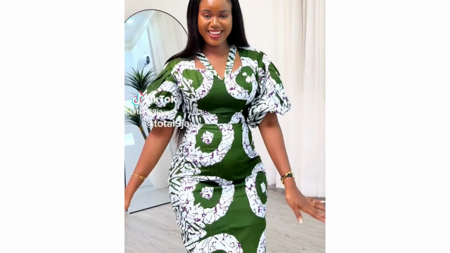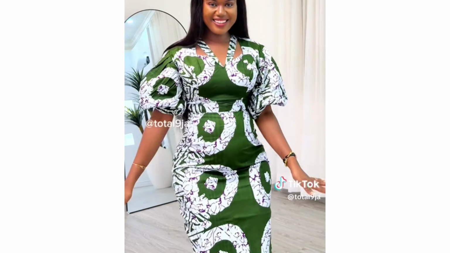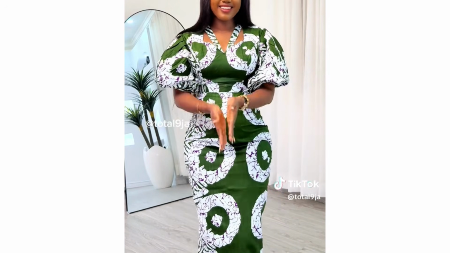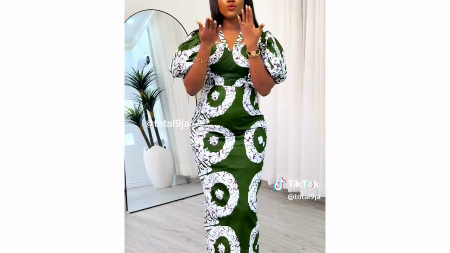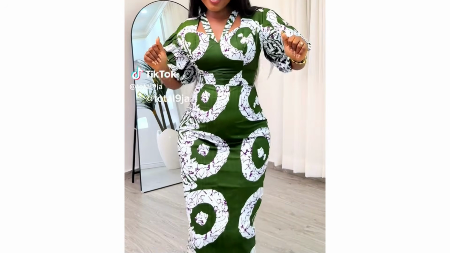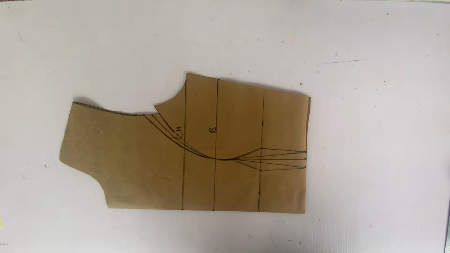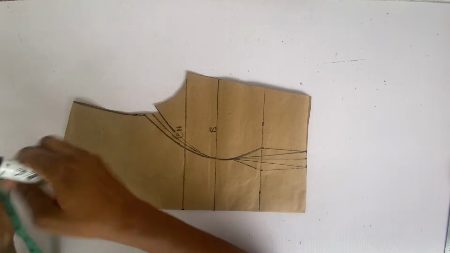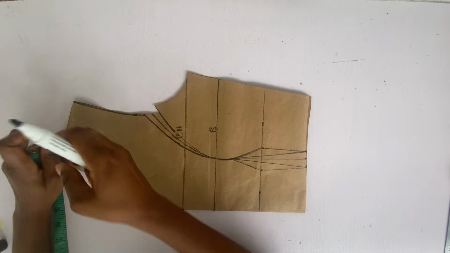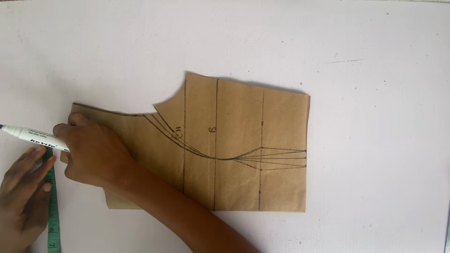Okay, so the next neckline is this one that I saw from Total Ninja. It's really beautiful. This is actually a sweetheart neckline with something like a V design in front right there, and I'm going to be showing you how you can go about the cutting of it. This is a symmetric neckline. That means the left side is the same as the right side. So I'm just going to be cutting the neckline while my pattern paper is on fold.